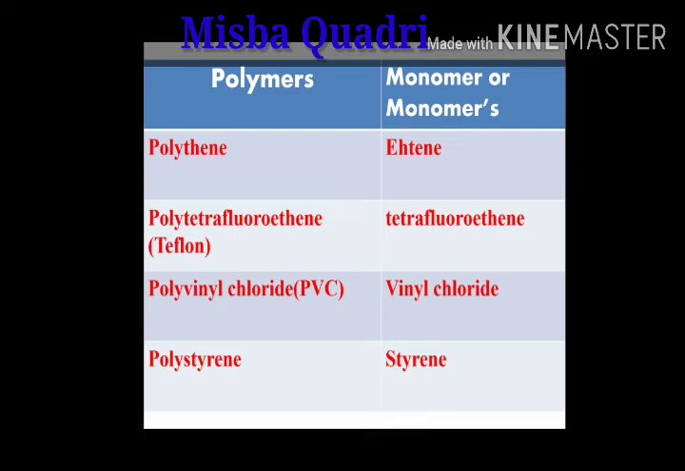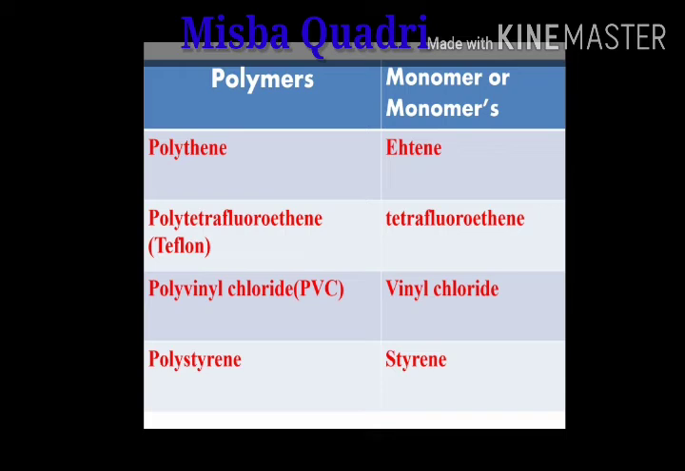In the exam you may get a question that says write the monomers of a polymer. Any polymer they will give, you have to write their monomers. So in this video we are only seeing the names of monomers of their respective polymers. First, polythene is one of the polymers. Its monomer is ethene.